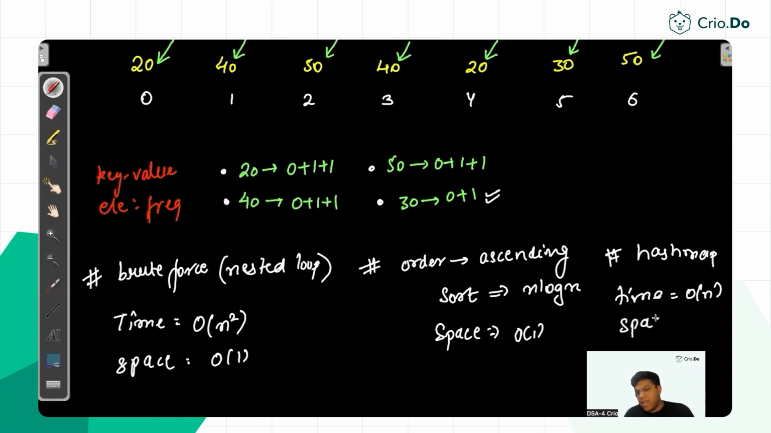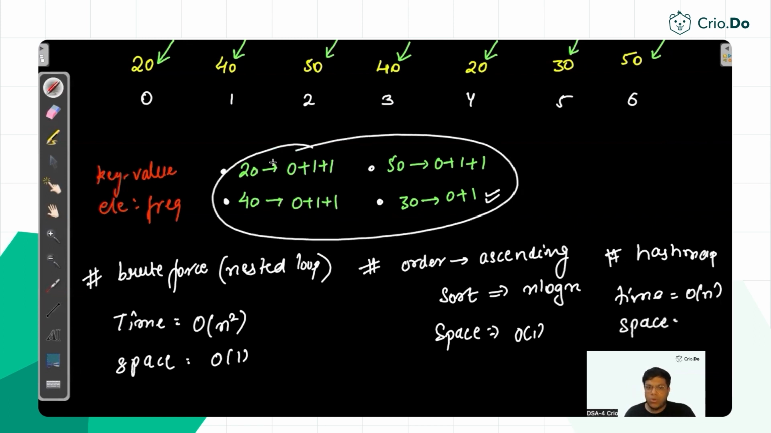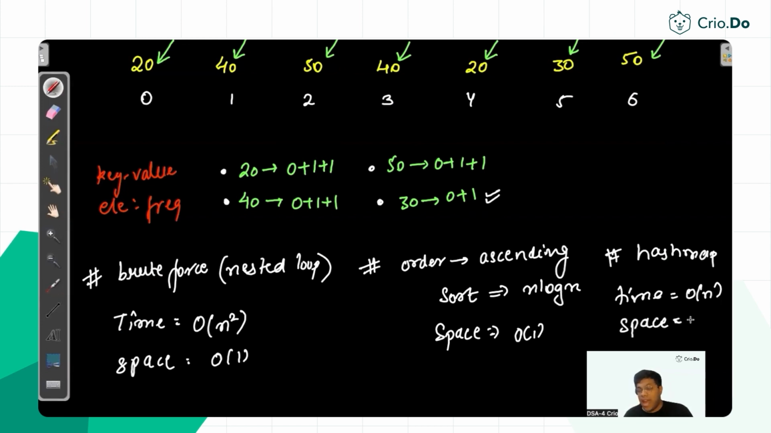But since we are using a hash map, which is about to store almost half the size of the array, extra space is used, an auxiliary data structure, which is a hash map of linear size. So linear time, linear space complexity. That is, there is a trade-off which we are right now choosing, time over space.